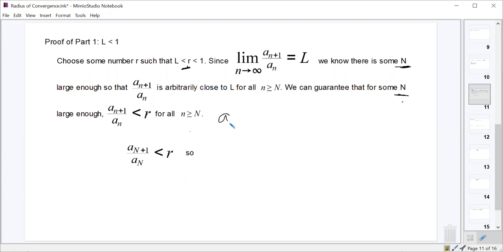So if we take that capital Nth term, where we end up with this ratio being L, we know that that term plus the next term, well, we'll say times the ratio, plus that ratio again times the next term, plus that ratio again times the next term, and so on, must be greater than our series starting at N.